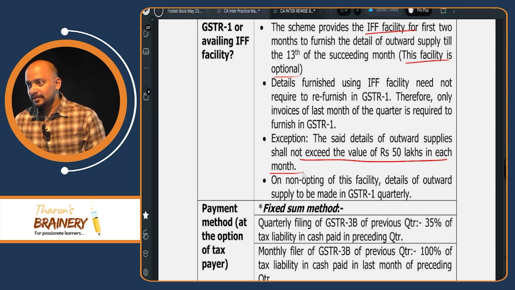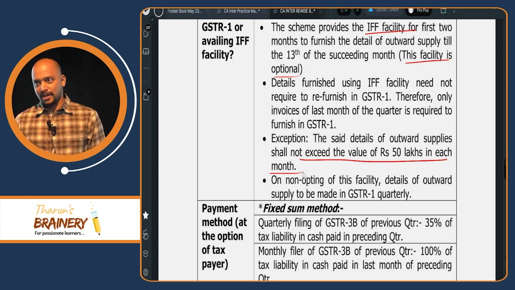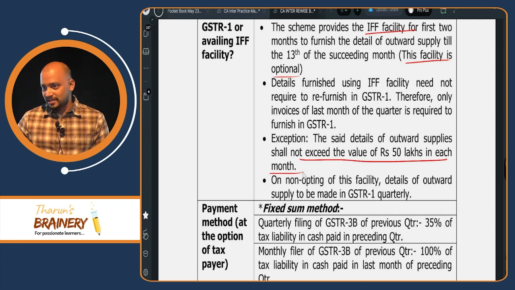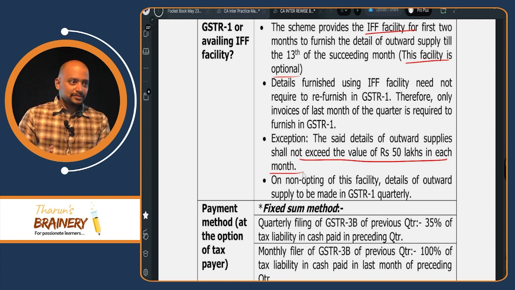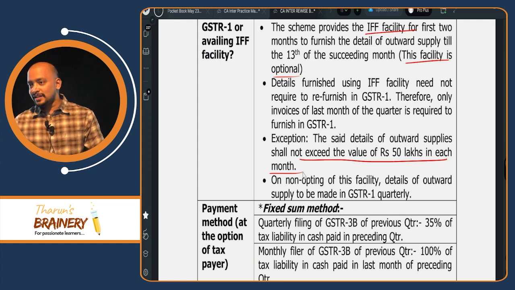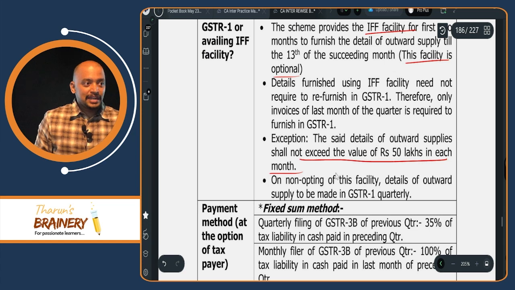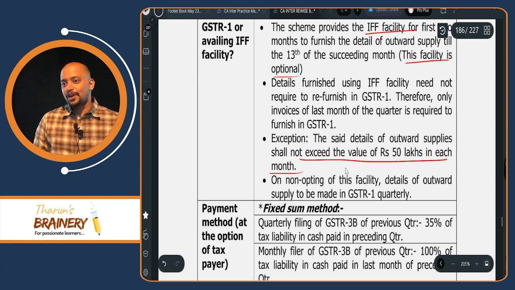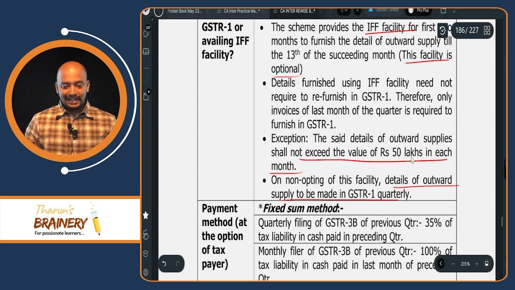I don't know why. Really, I don't know why. If we can add the invoices, what's your problem in adding invoices? Why 50 lakhs? Just because they wanted to do something, they gave it. No reasoning for that. Maybe somewhere they would have copied this scheme, and along with that, this 50 lakhs point also would have been copied. So on non-opting of this facility, details of outward supply are to be made in GSTR1 quarterly.